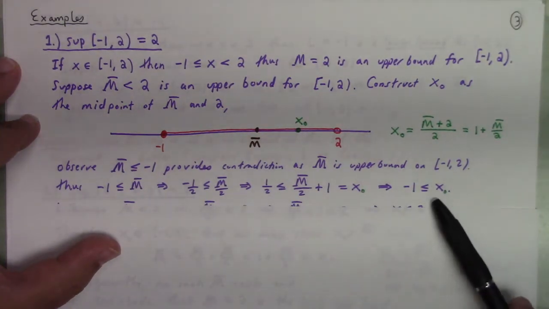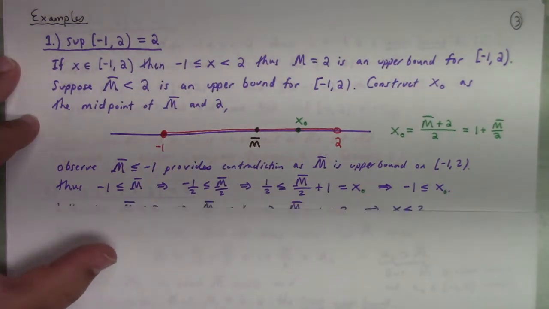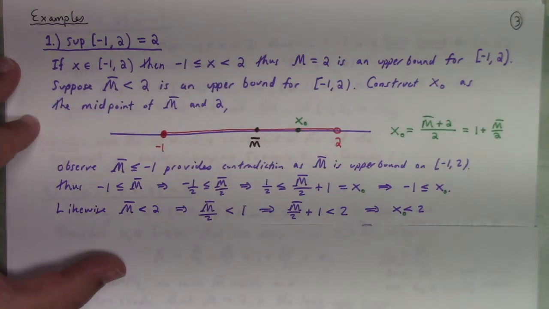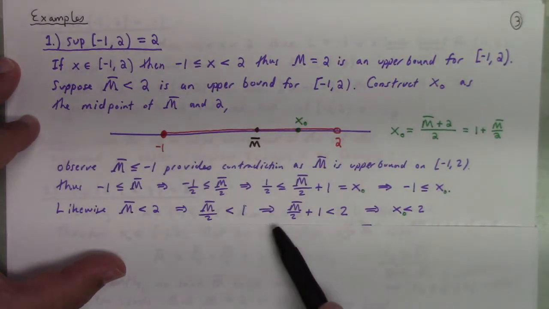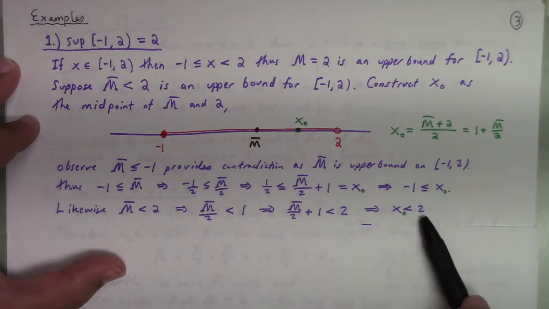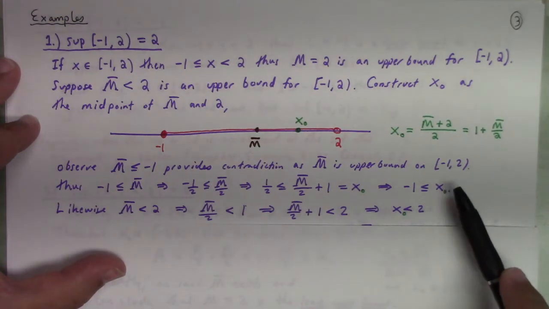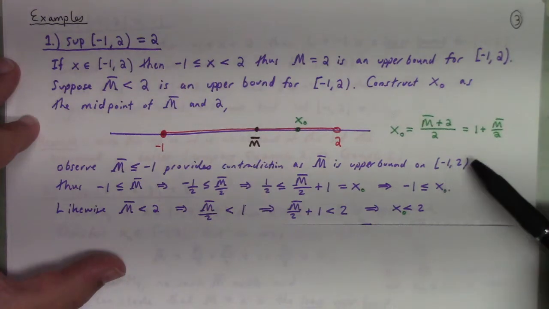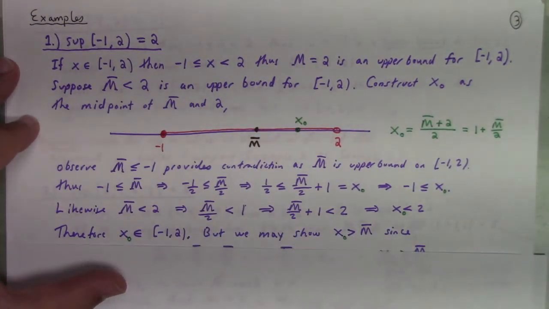Now, at this point, you might wonder, why didn't you leave it 1/2 less than x naught? That's more information. Okay, fine. Well, let's continue on. I'll explain why in a second. Okay, so m bar is also less than 2 by assumption, which means m bar over 2 is less than 1, which means that m bar over 2 plus 1 is less than 2. So we have that x naught is less than 2. So check that out. We've got x naught is greater than -1, and we have that x naught is less than 2, which tells us that x naught is in here, right? In other words, x naught is an element of -1 to 2.